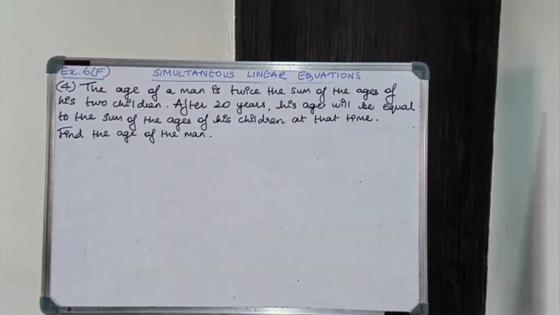The age of a man is twice the sum of the ages of his 2 children. After 20 years, his age will be equal to the sum of the ages of his children. At that time, find the age of the man.